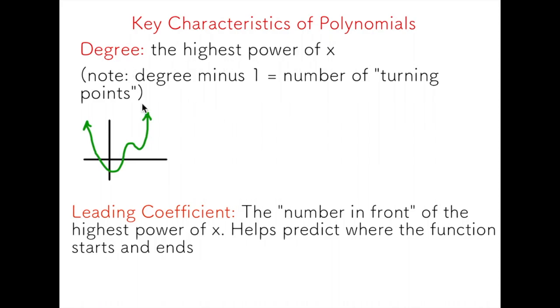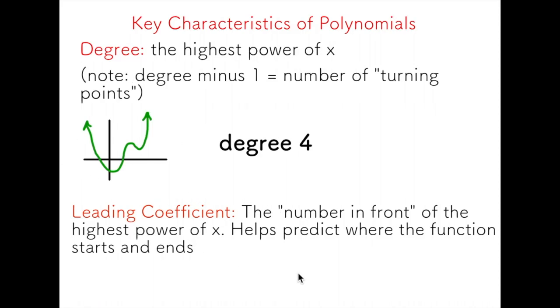The degree can also be used to determine the number of turning points on a function's graph. So for instance, this function here has 1 turning point, 2 turning points, 3 turning points. Turning point just being a point where the function changes direction. Because this function has 3 turning points, the degree must be 4, because the degree minus 1 will tell me the number of turning points.